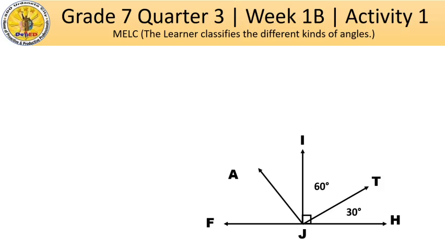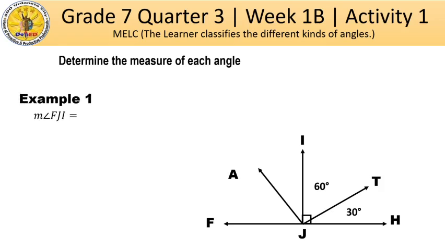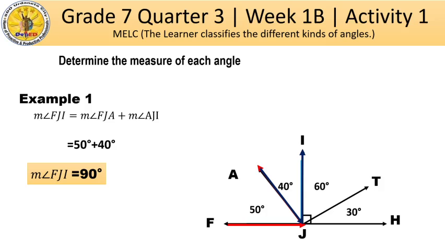We have here a given figure labeled as FAITH. So the first thing that we need to do is to determine the measure of each angle. For example, number 1, the measure of angle FJI. So this is the measure of angle FJI, the one in blue. So we need to add angle FJA plus angle AJI, wherein the measure of angle FJA is equal to 50 degrees, and the measure of angle AJI is equal to 40 degrees. So you just add 50 plus 40. We came up with the answer 90 degrees. See, as easy as that.